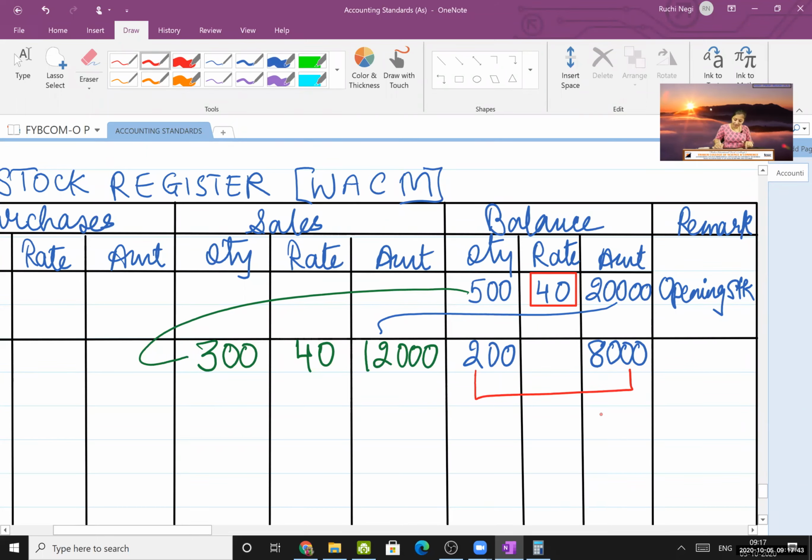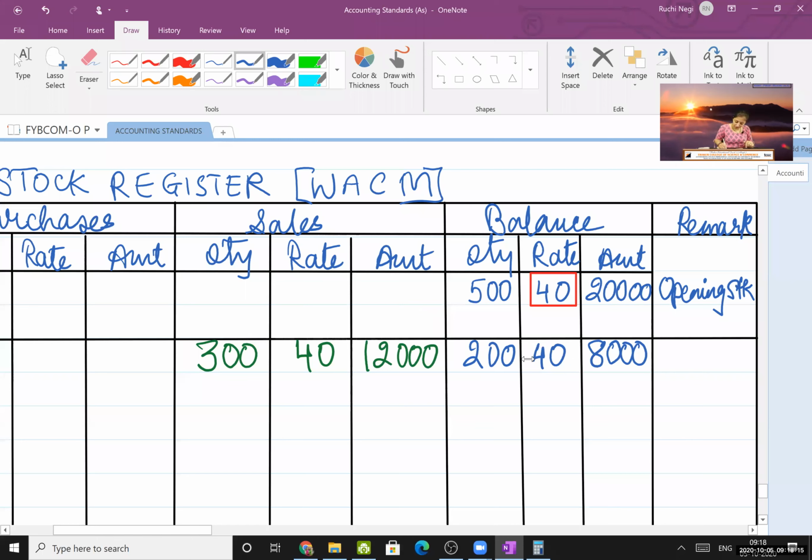Now I will divide 8,000 divided by 200. Okay, so my answer here is 40. So this is my weighted average rate now, 40. Coincidentally, they are the same. And write sales in the remark column.